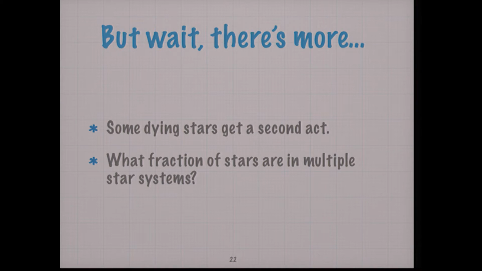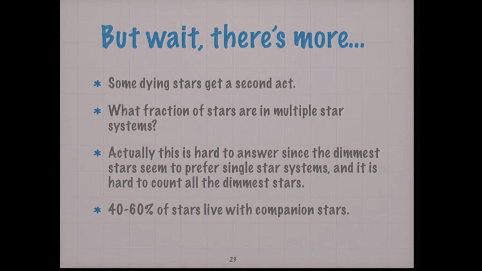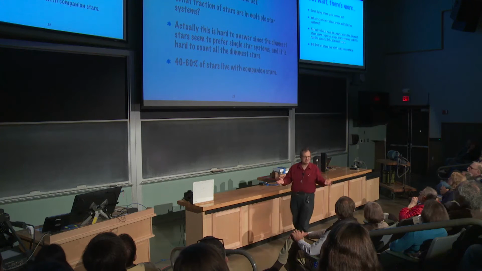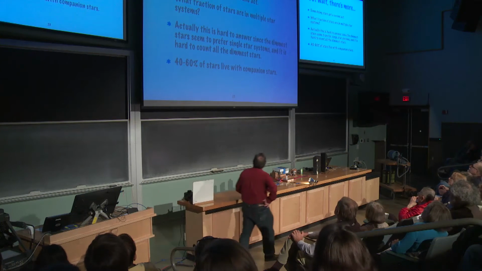So I have a question. Some stars will get a second act, and there's a reason they get their second act. And I'm gonna ask this question: do you know how many stars live in multiple star systems? It's hard to answer because what we've been discovering over the last decade or so is that the dimmest, the red dwarf stars, they tend to like to live alone, and they're the most dominant star in the universe. But it's hard to count them because they're dim. Right? So that's leading to uncertainty. Our best guess is about half of stars live with a companion, between about 40 and 60%.